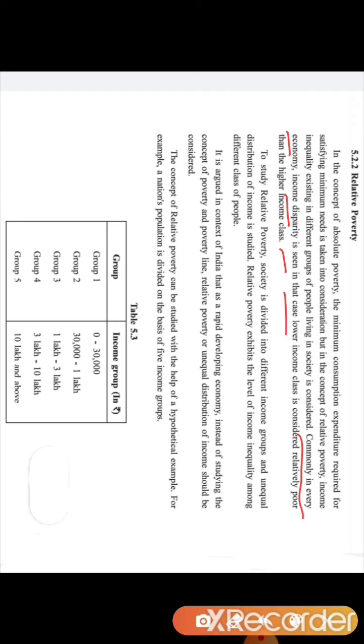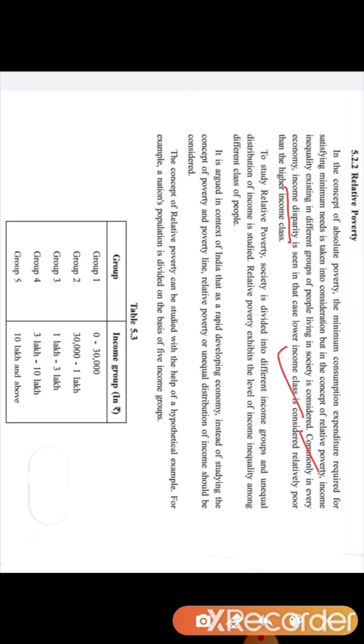In that case, the lower income class is considered relatively poor compared to the higher income class. Here it is said that commonly in every country you can see an income disparity, an unequal distribution of income, where the lower income group is considered poor compared to the higher income group.